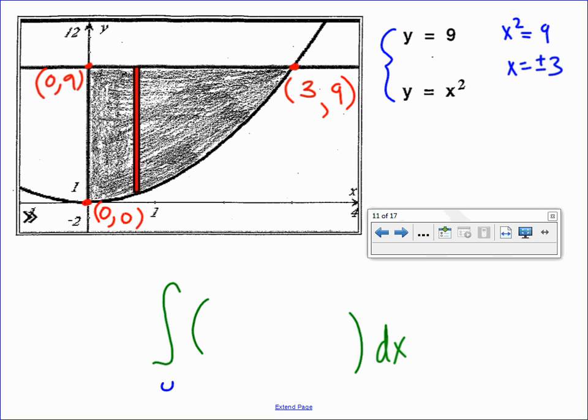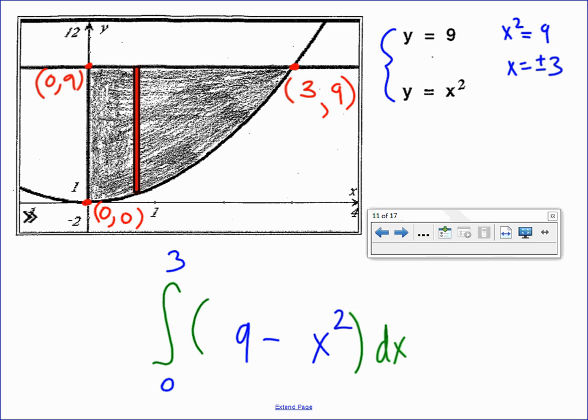Raise your hand if you have the same limits with respect to x, 0 to 3. That's absolutely right. Top curve minus bottom curve ensures the height of that red rectangle is kept positive. My curves need to be solved for y, so y equals 9 is my top curve, minus the bottom curve, right? Solve for y, y equals x squared.